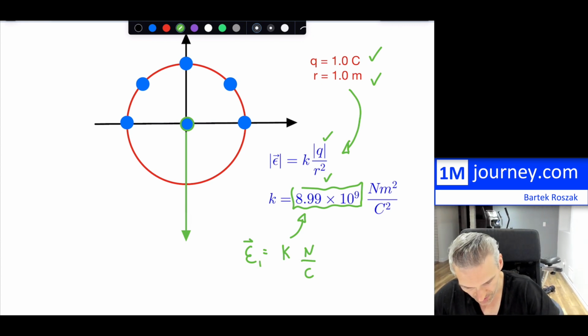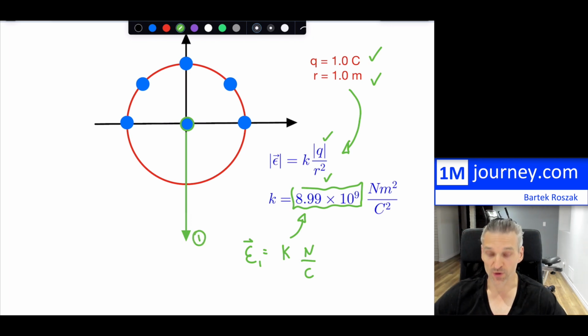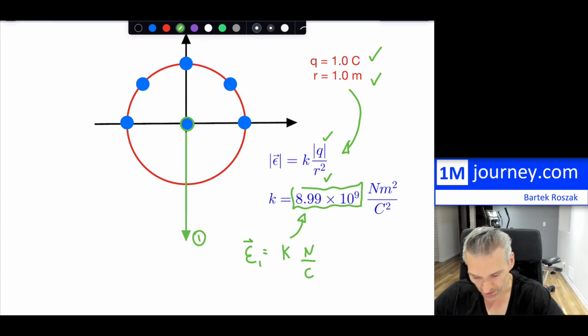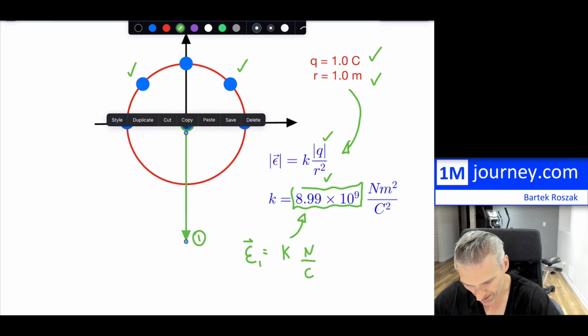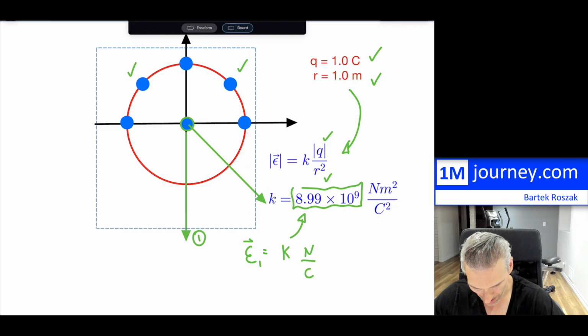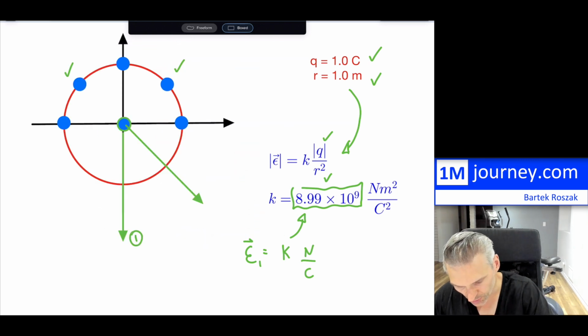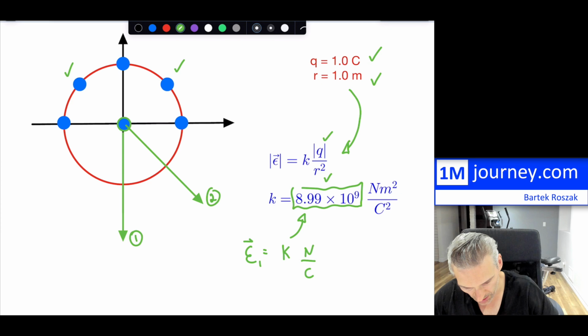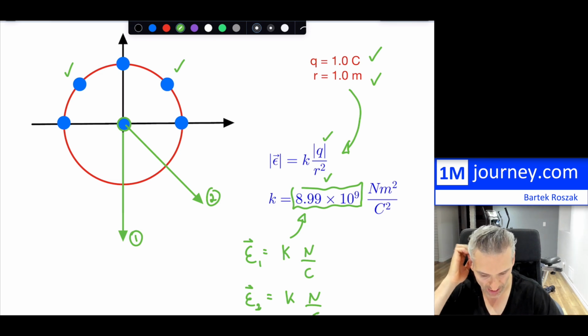So maybe let me call this 1, and let's put a 1 over here. Now, the other parts, they're all the same. From these two, they're going to be identical. So you're going to have exactly the same thing happening in here, except the direction is going to be in this direction. Let me shift this out of the way. So the number 2 over here will have exactly the same thing, except the direction is different. So it's still K, and this is N per C right there.